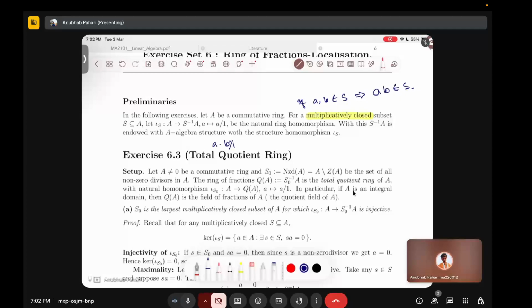A-algebra means that with this map, if b1 by s2 is your product, then this product is defined as i_S of a times b1 by s2. Since S inverse A is a ring, it would be the product of two elements, and i_S(a) is a by 1. So let me just use a by 1 times b1 by s2, that is ab1 by s2.